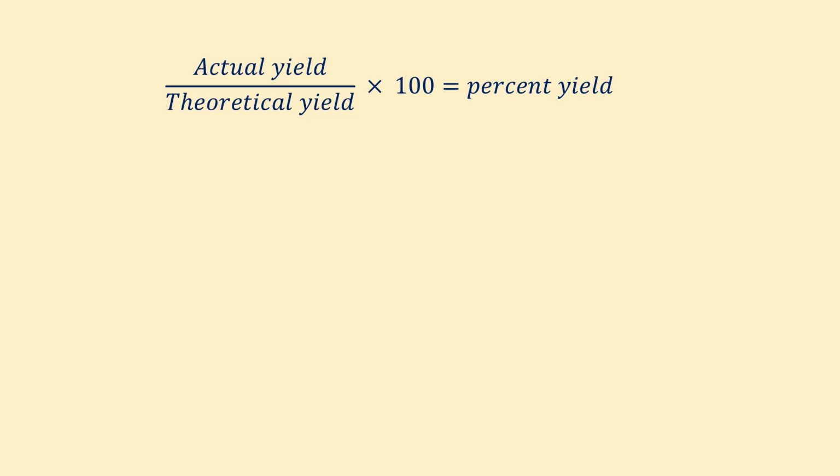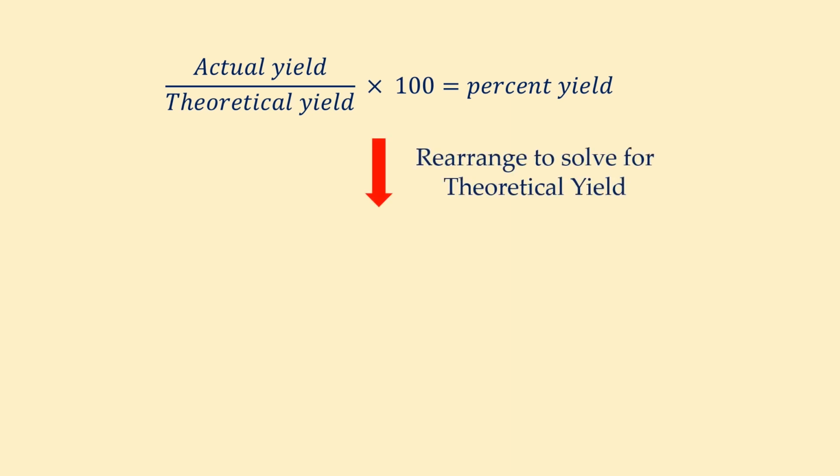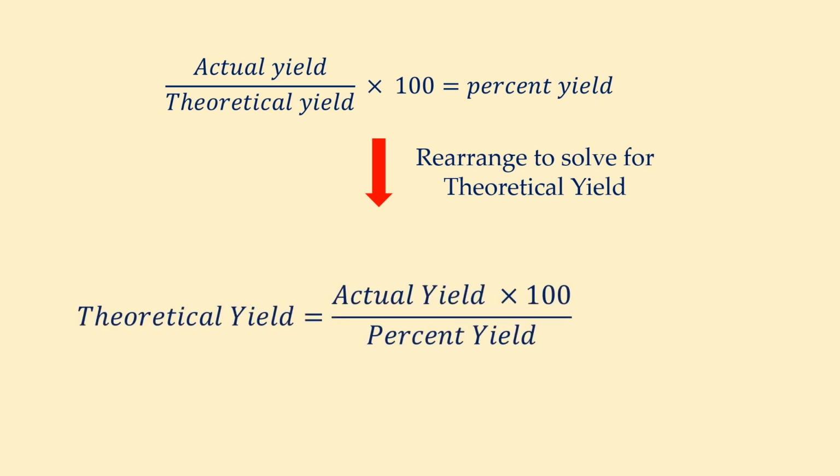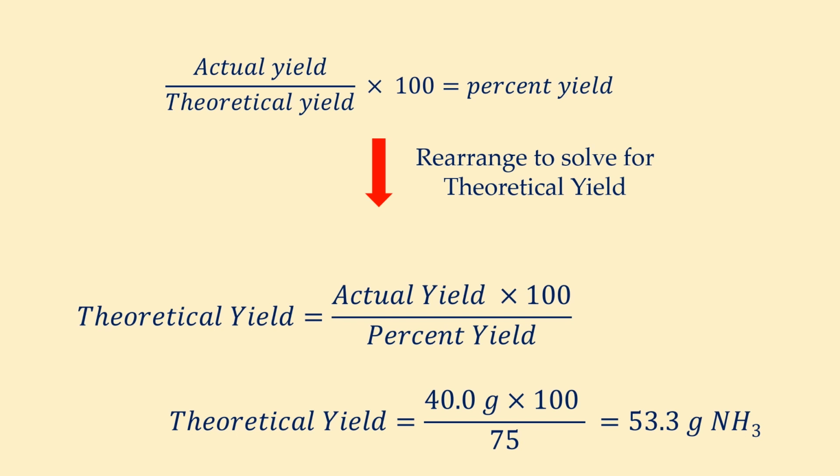Let's go back to our percent yield equation. I can rearrange this equation to solve for the theoretical yield. Now, we know that the actual yield is 40.0 grams. This is what we're looking for. And the percent yield is 75. Inserting our values gives us 53.3 grams of ammonia that must be produced. In other words, we need to find the amount of reactant that will give us 53.3 grams of ammonia.